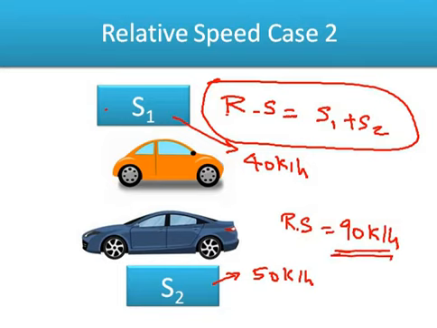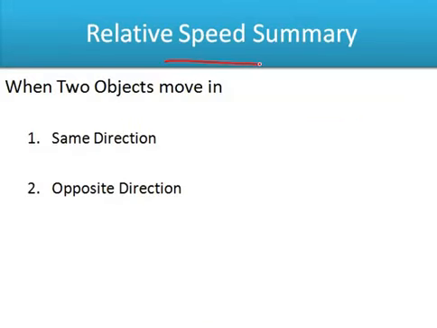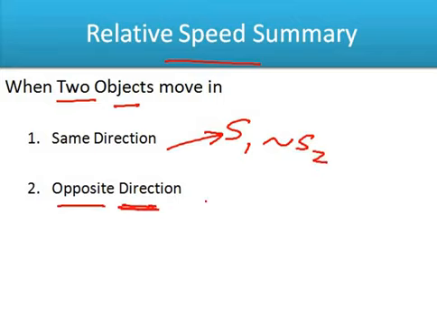That's it. So summarizing the relative speed concept, when two objects are moving in the same direction, we should subtract their speeds, and when the two objects are moving in opposite directions, we need to add their speeds.